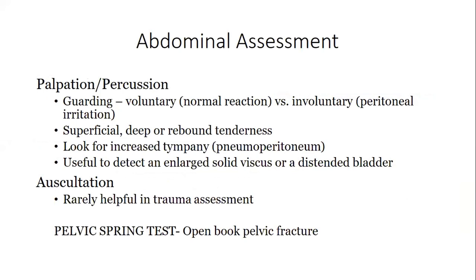You inspect, palpate, percuss, and auscultate. So when you palpate and begin percussing, you want to look out for guarding. That could be a sign of peritonitis. You want to do superficial and deep palpation and rebound tenderness. And you want to look for pneumoperitoneum. Sometimes if we have visceral rupture, it could be useful for you to detect an enlarged solid organ, distended bladder.